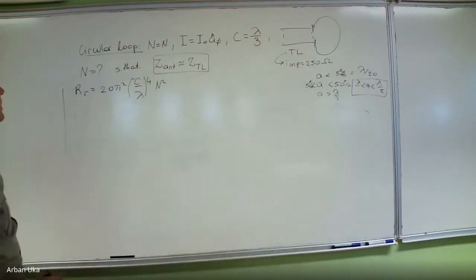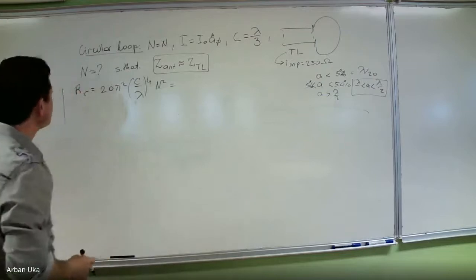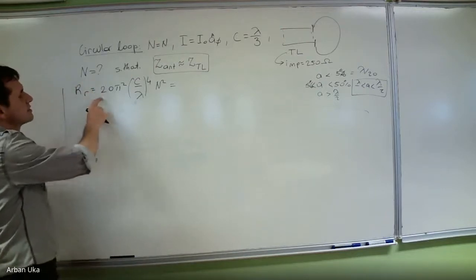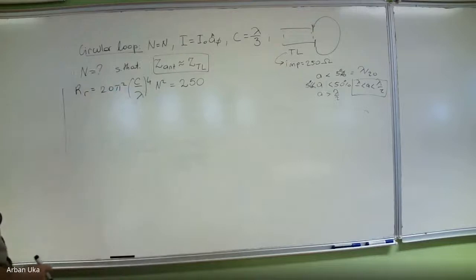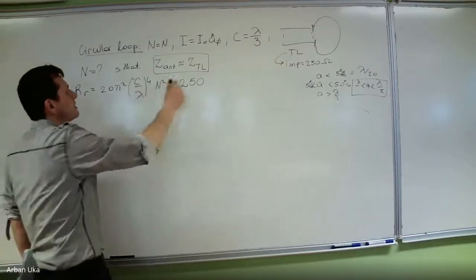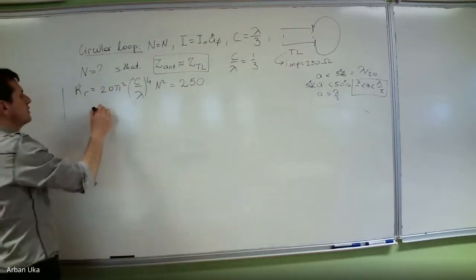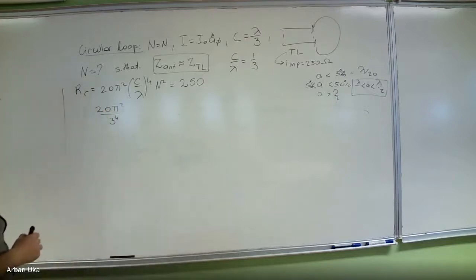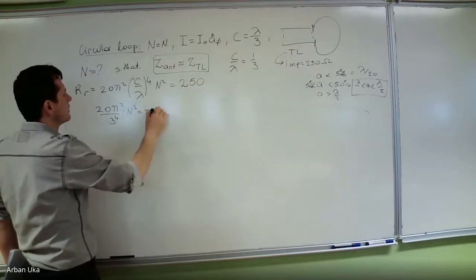Now, let's come here. We have C divided by lambda to the power 4 times n squared, and we just need to substitute. The question is, what should n be in order for the resistance of the antenna to be equal to the impedance of the transmission line? This is what we are going to assume. So C divided by lambda is equal to 1 over 3, and we get 20 pi squared times 3 to the power 4 times n squared, equal to 250.